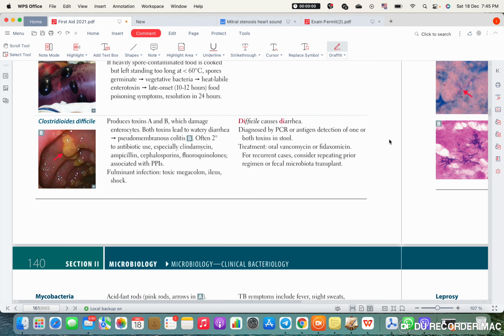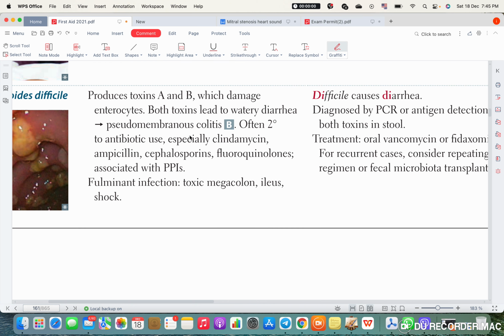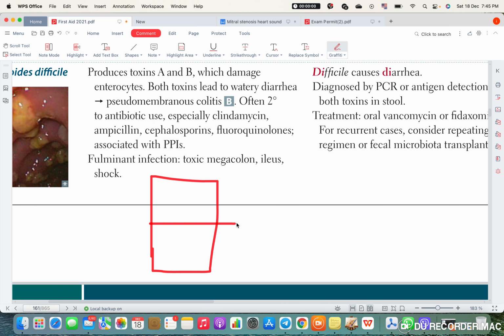Okay, the last disease is super high yield: Clostridium difficile. It produces toxin A and toxin B. These toxins have two subunits, A and B, yeah? They lead to damage of enterocytes. What is the function of unit B, guys? What is the function of the B unit, which is the binding unit? B for binding, A for action. Okay? B for binding, A for action. So the B binds the toxin. Okay?